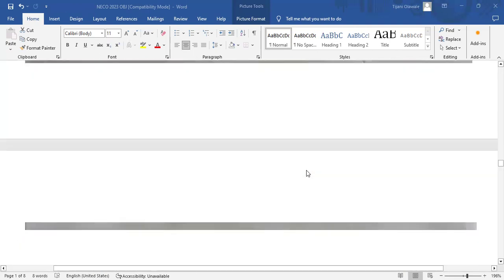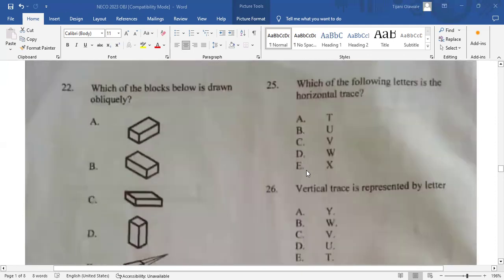And then we move to question 22, which says, which of the blocks below is drawn obliquely? The answer to this question is option C. This is the only one that is drawn obliquely. Do not forget that an oblique receding side is always at an angle of 45 degrees to the horizontal, though the angle is not shown here. But looking at this, I can see that this side is at 45 degrees to the horizontal, while this face of the object is parallel to the horizontal projection plane.